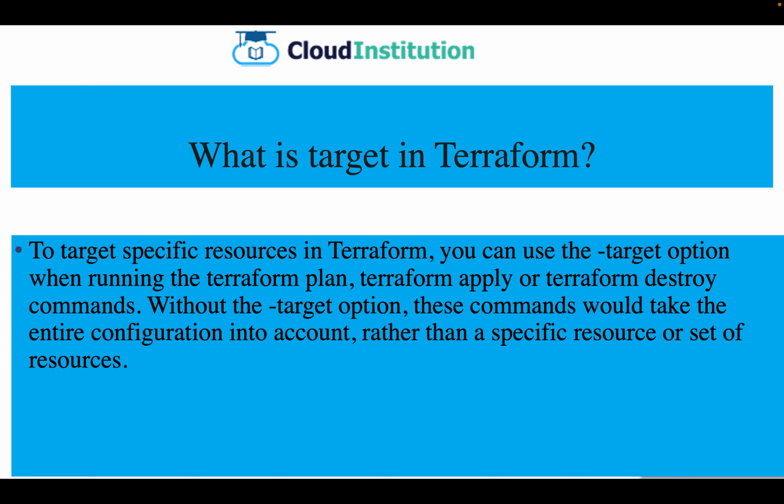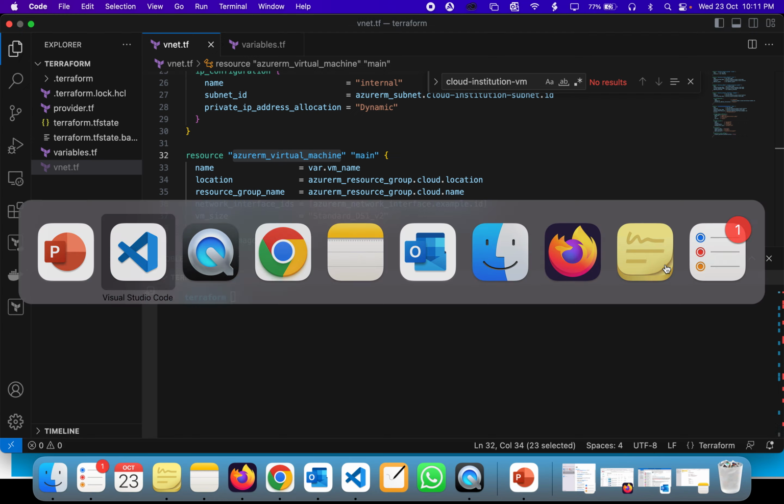But we have an option called hyphen target. Using that option, we can target only the specific resources to perform the specific operations. So let's see how this works in a demo.